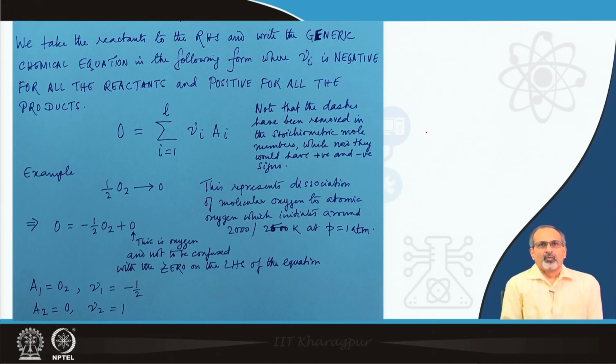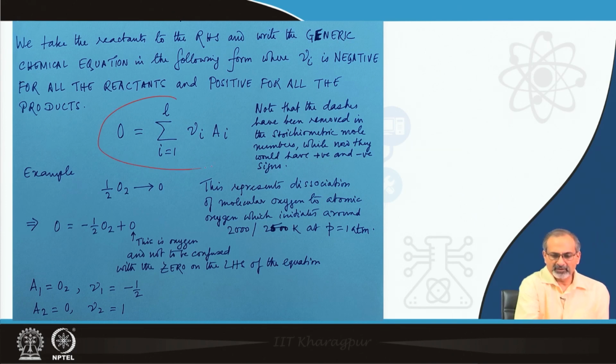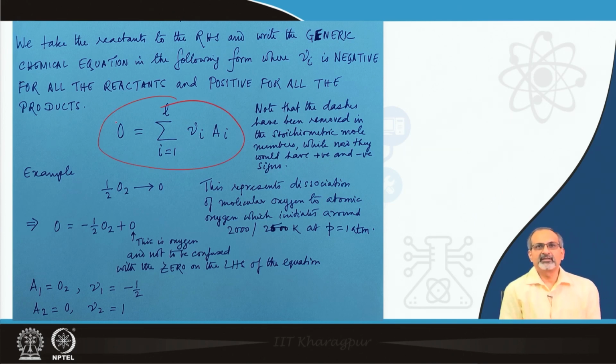Now, we take the reactants to the right hand side and write the generic chemical equation in a form like what we have done over here. So, what you can understand is, in this form, the nu i's with the dashes are now replaced by nu i alone. However, the nu i's are now going to become negative for all the reactants, because they have been taken to the other side, while they will remain positive for all the products. And also see that the dashes are now gone.